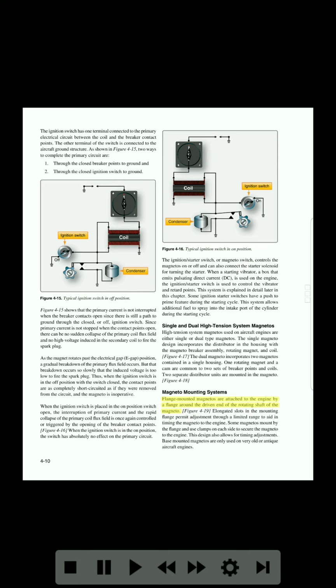Flange-mounted magnetos are attached to the engine by a flange around the driven end of the rotating shaft of the magneto. Figure 4-19. Elongated slots in the mounting flange permit adjustment through a limited range to aid in timing the magneto to the engine. Some magnetos mount by the flange and use clamps on each side to secure the magneto to the engine. This design also allows for timing adjustments. Base-mounted magnetos are only used on very old or antique aircraft engines.